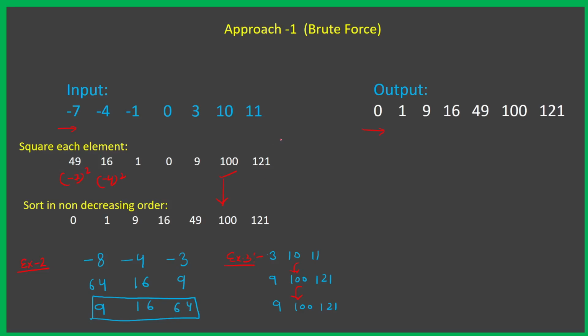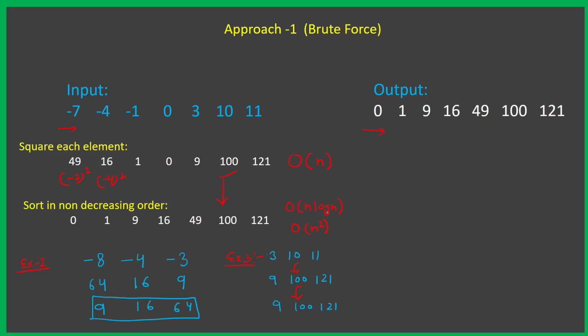So what is the time complexity of this approach? We first find the square of each element of this given array. That means we scan the array from the first element to the last element. So this step will take O of n time. Now to sort, we can apply, let's say, merge sort. In that case, it will have n log n complexity. And let's say if we apply quick sort, then it will be O of n squared in the worst case.